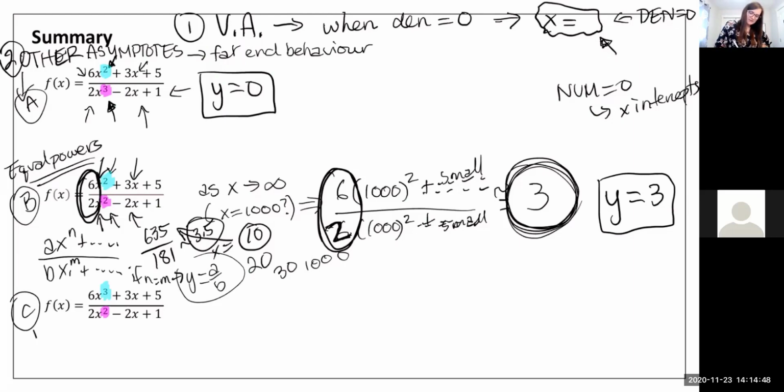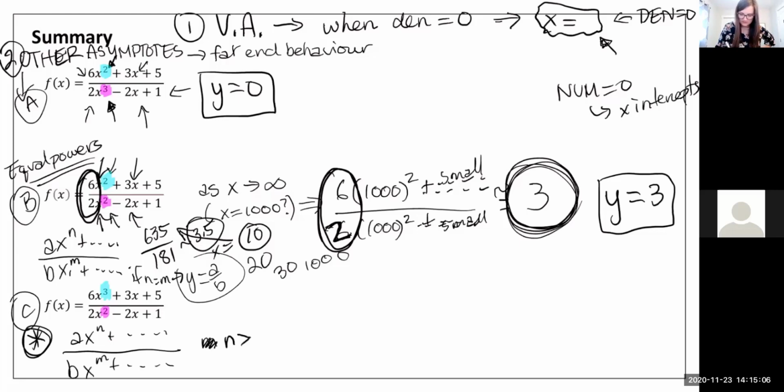So that leaves us with the last one. This one's possibly the most complicated, but also the one that shows up the least. That's the one where if you have a x to the n and b x to the m, where n is greater than m. See, in the earlier one, n was smaller than m, right? The bottom was bigger. I find this notation just confuses people.